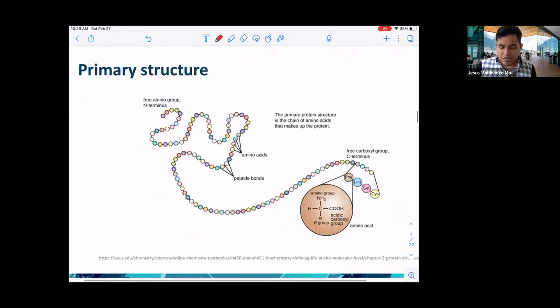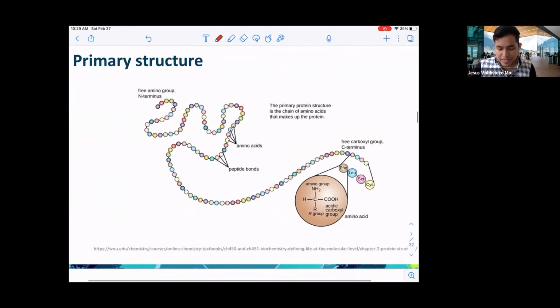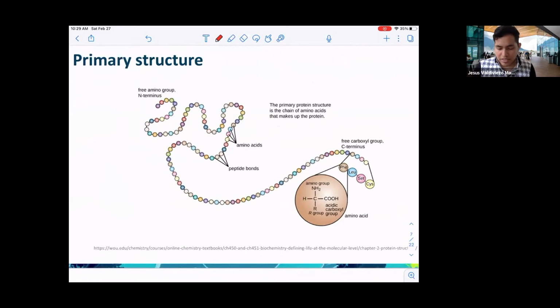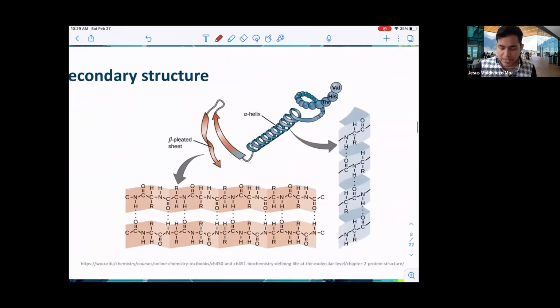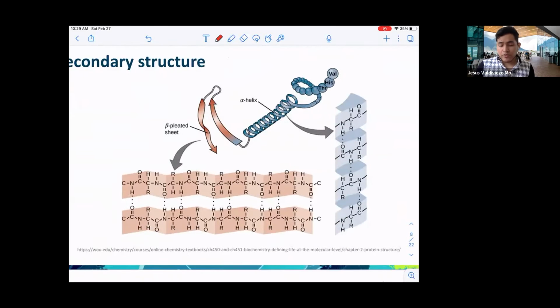Just some graphics of primary structure. We can see here that it's essentially just the amino acids, just the chain of amino acids. And when I go on to secondary structure, we can see here what is important for secondary structure are these hydrogen bonds that you can see here. The hydrogen bonds are the ones that allow the protein to start having these more complex structures, such as alpha helix and beta sheet.